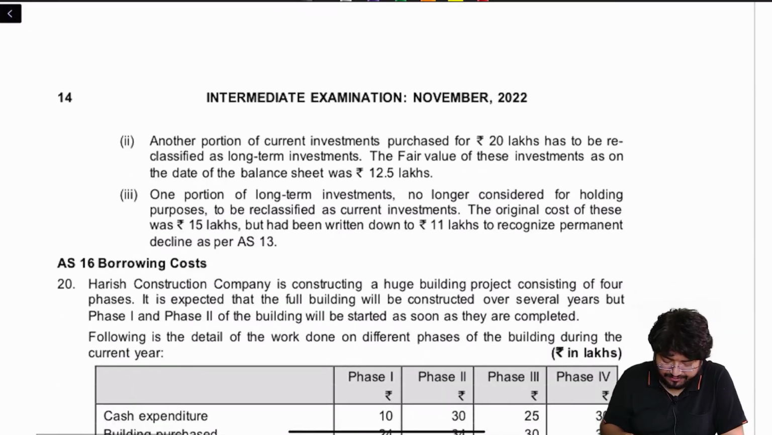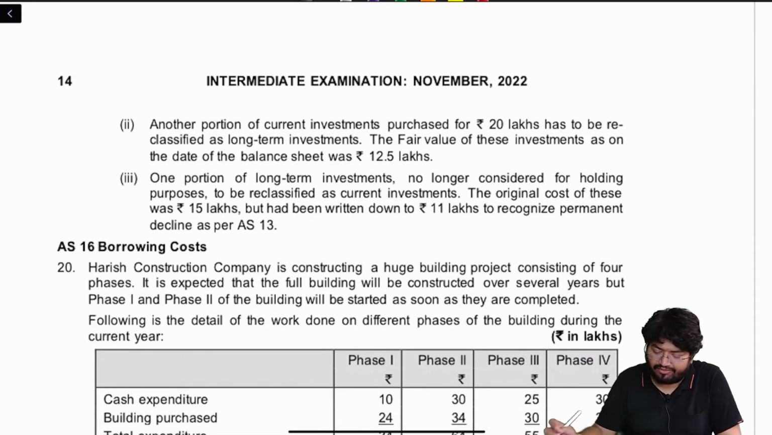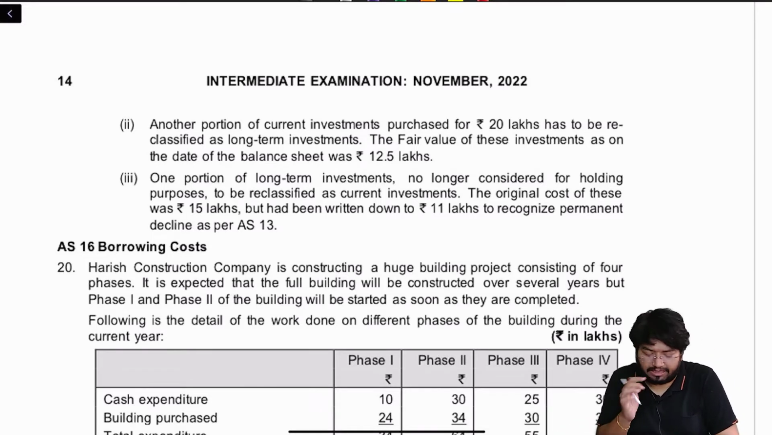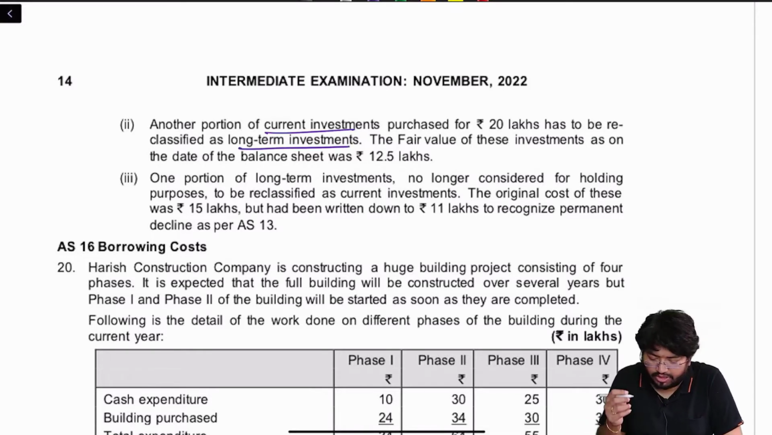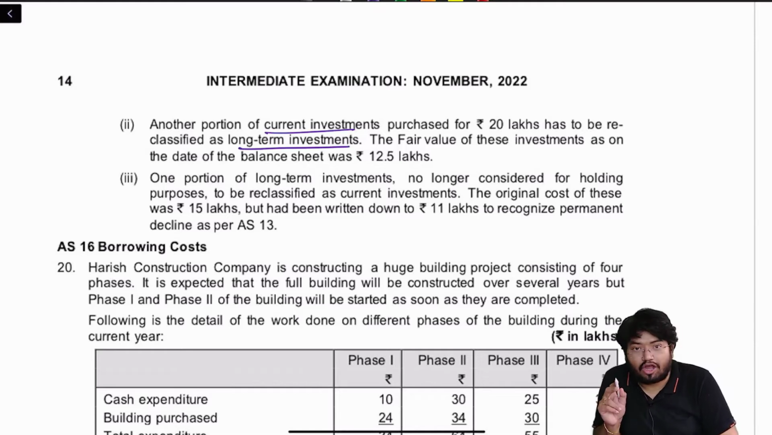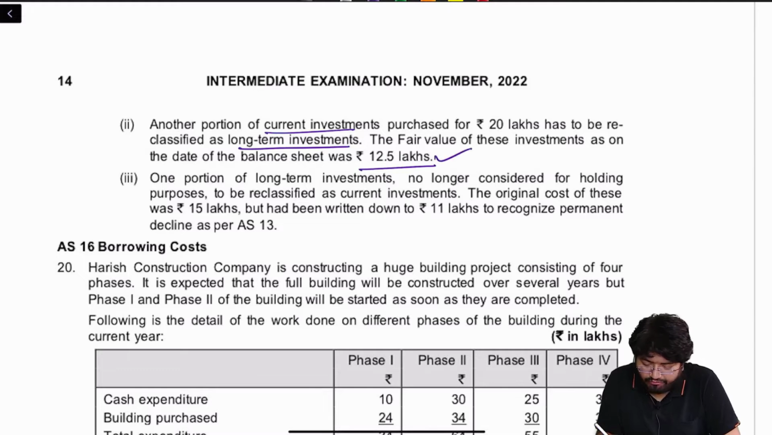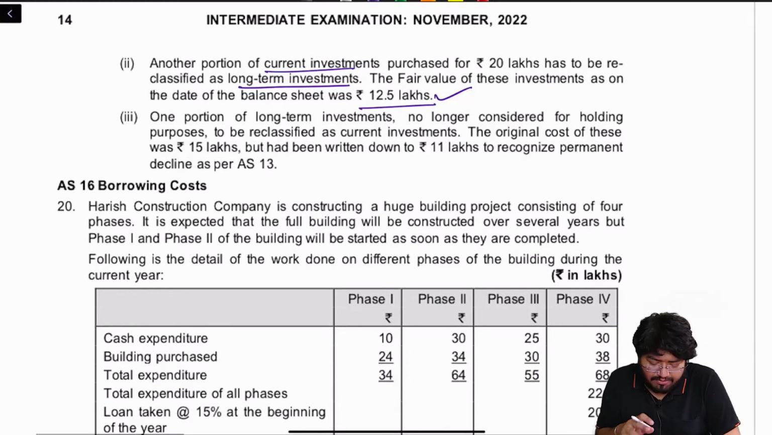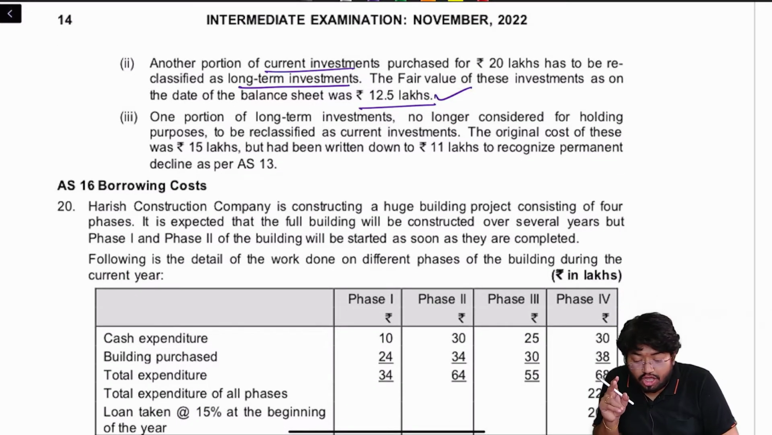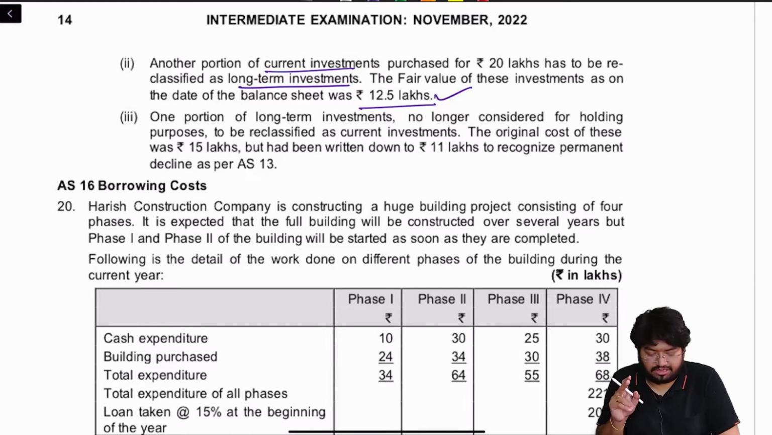Next. Second, another portion of current investment purchased for 20 lakhs has been reclassified as long term. That means again here also from current to long term only. Here also you will check cost and fair value. Now the fair value of the investments on the date of balance sheet is 12.5 lakhs. So what will you consider? 12.5. We will consider 12.5. What will you do with the remaining 7.5 lakhs? It will be charged off to P&L. Transfer to P&L.